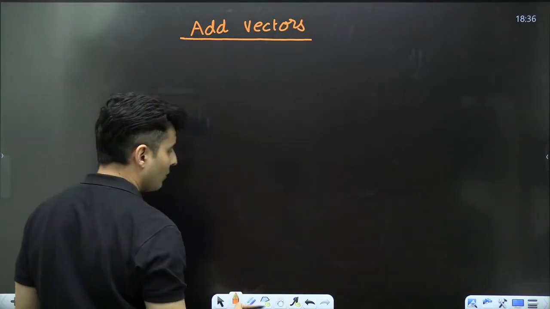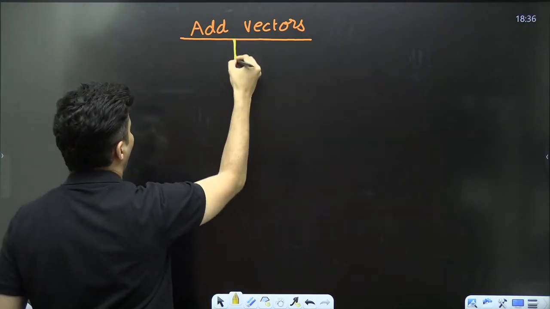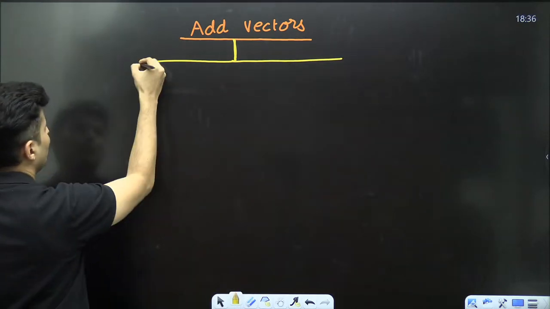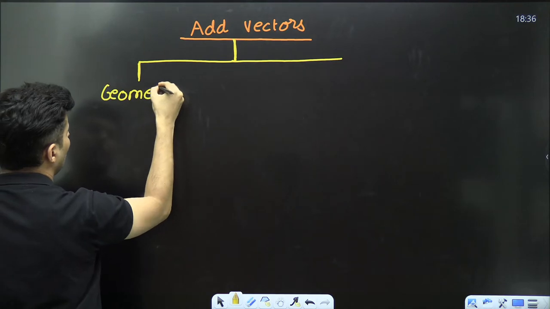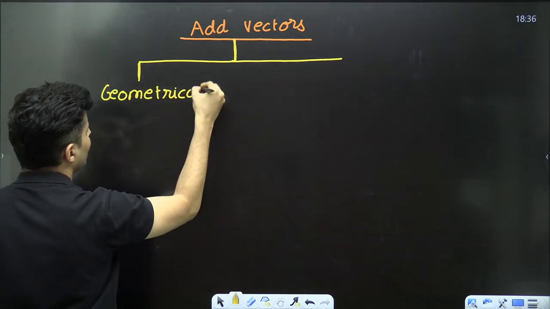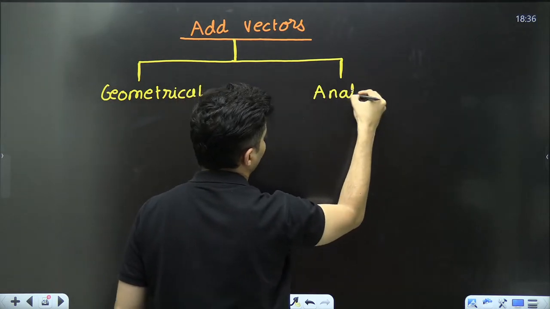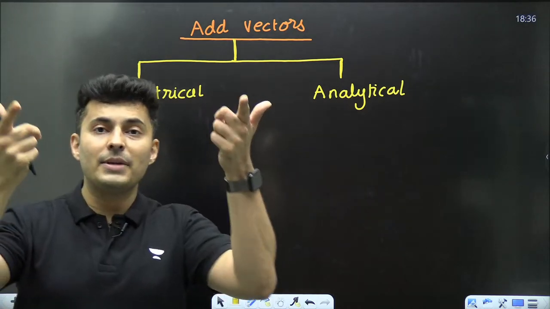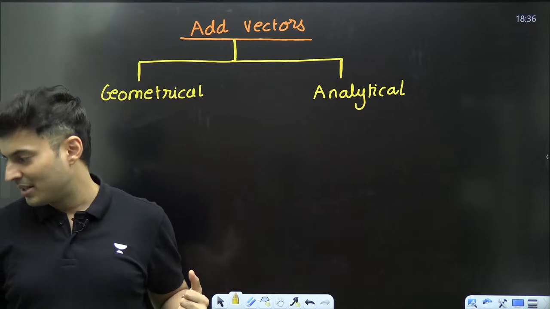Look at this, guys. Very important chart. This will help you decide how you want to add them. I will divide it into two parts. The first one being the geometrical way. Here you have the analytical way. Analytical means calculation. You have to do something. Numbers, you have to play with the numbers.